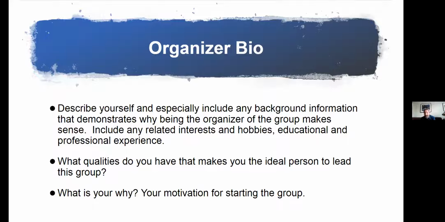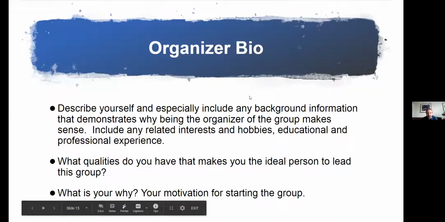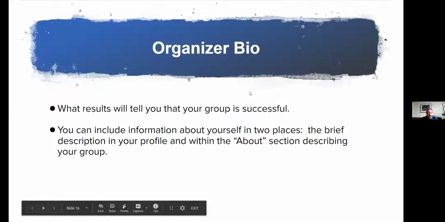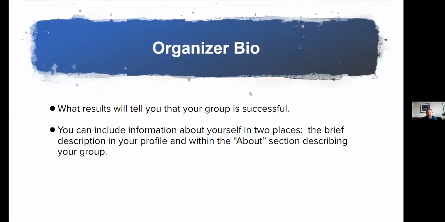So again, think about what makes you the ideal person to lead this group. What are your qualities? And at the end, what is your why, your motivation for starting the group? And this is something that I have in my own description. What results will tell you that your group is successful? This is something really more to think of yourself as you fully organize your group and utilize the Meetup platform settings to impart your information to your potential members.